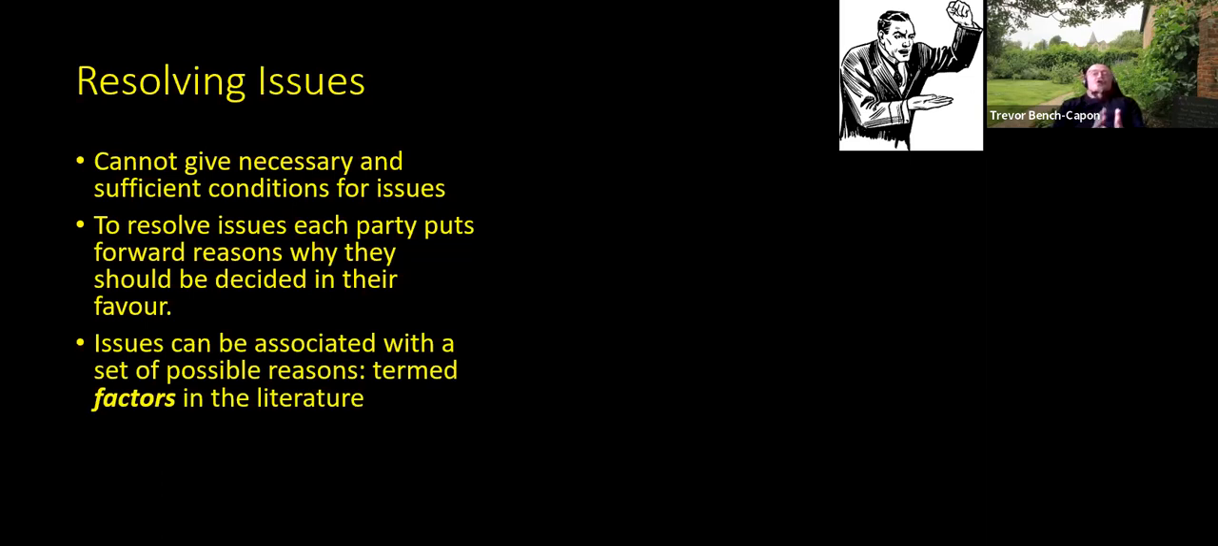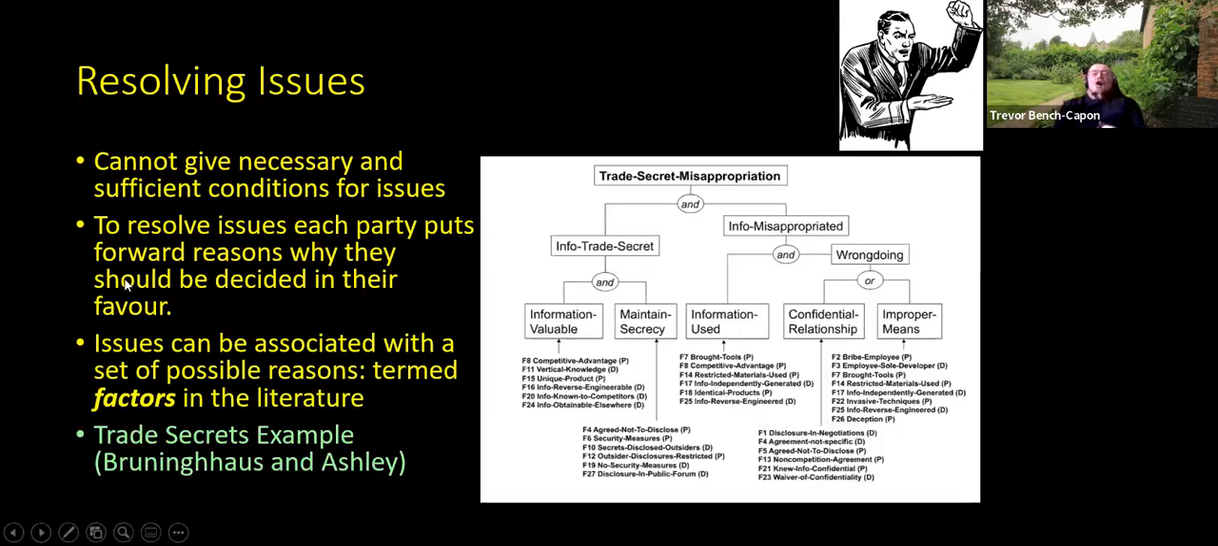And the issues are associated with a set of possible reasons. And these reasons are termed factors in the literature. So if we look at IBP, we can see that each issue is associated with a set of factors. Some of these factors favor the plaintiff and some favor the defendant. And the idea is to gather these reasons and to decide which reasons are stronger.